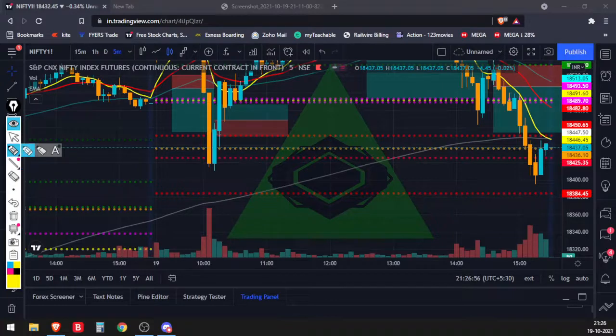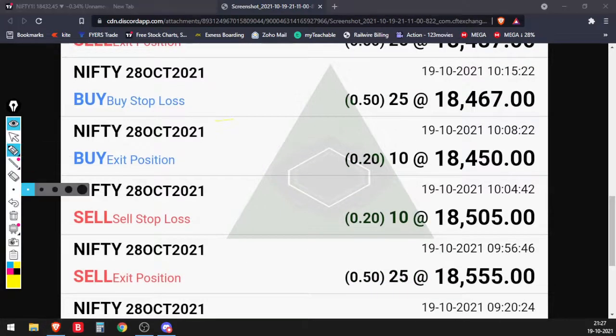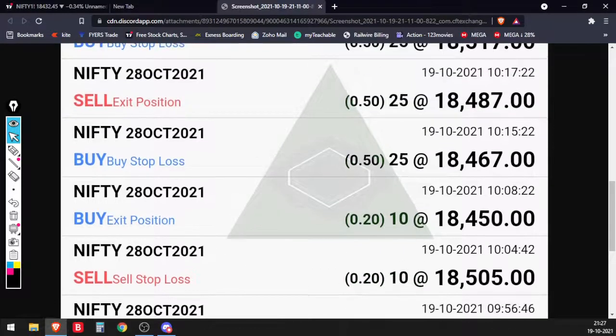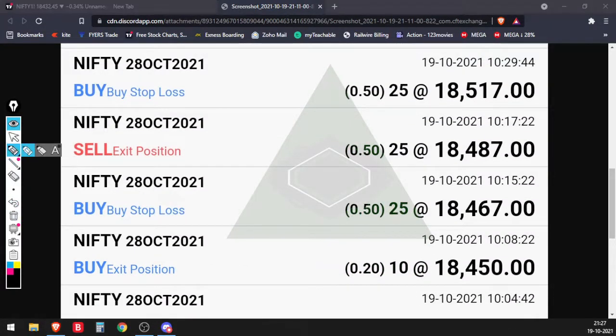So the next thing I did was, this is my third entry. Let me show you on the order here. See here, this 505 was my short sell, and this 450 was my profit booking, right? So the next thing I did, see, after that, 184.67 was my buying price, and 184.87 was my selling point.